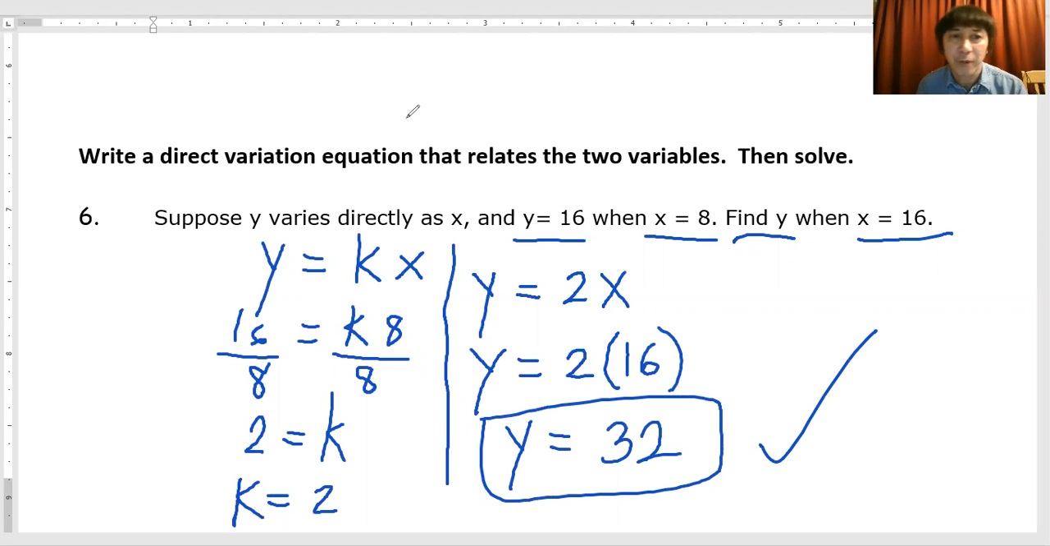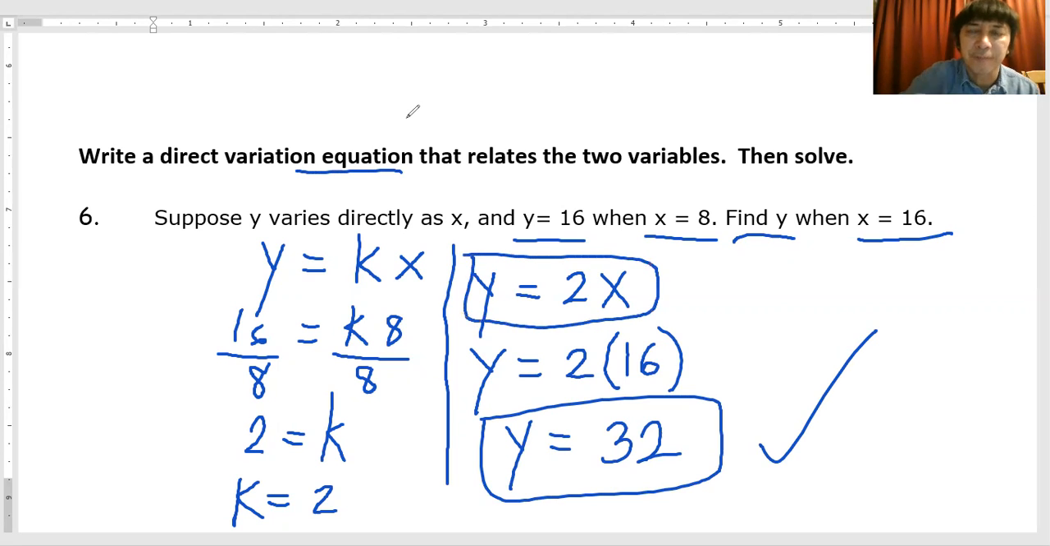So the instruction is write a direct variation equation. We were able to do the equation. It's over here. This is the equation. And the two variables are related by the constant of variation 2. And then we can solve now for the requirement, which is the y. All right, that will be for number 6. Let's continue with the next.